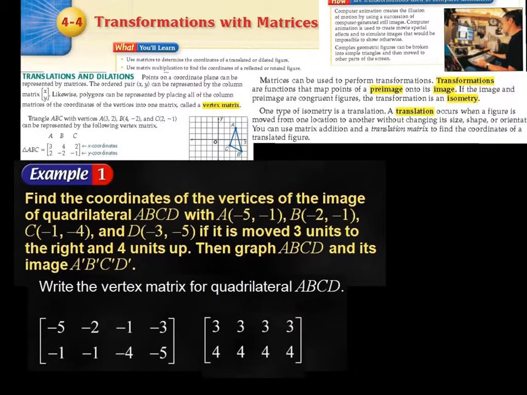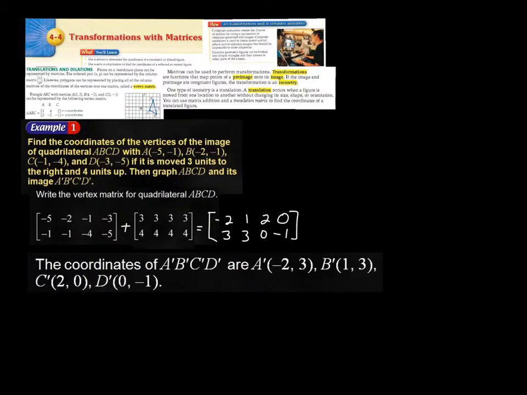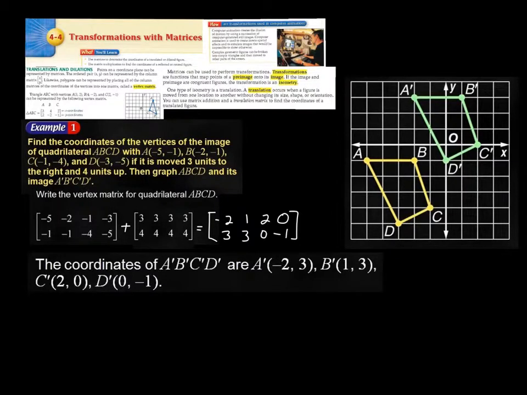And they said we're going to move this 3 units to the right and 4 units up, so we're going to add 3 to the -5, so we've got -2. -2 plus 3 is 1, -1 plus 3 is 2, -3 plus 3 is 0, -1 plus 4 is 3, -1 plus 4 is still 3, -4 plus 4 is 0, and -5 plus 4 is -1. So the coordinates of the translated image are (-2, 3), (1, 3), (2, 0), and (0, -1). And we can plot both sets of points, connect them, and we have both the image and preimage.